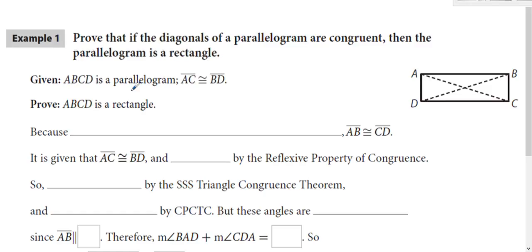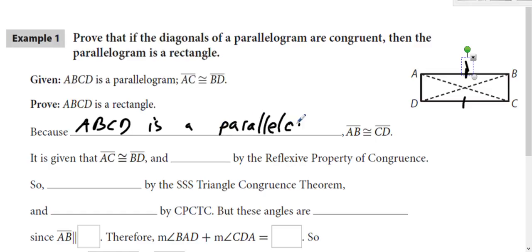ABCD is a parallelogram. So since it's a parallelogram, we know that AB is going to be congruent to CD because those are opposite sides of a parallelogram. Because it is a parallelogram, we know opposite sides are congruent. So AB is congruent to CD. If we wanted to, we could have also said AD is congruent to BC for the same reason. We're also given that AC is congruent to BD. The diagonals are congruent.